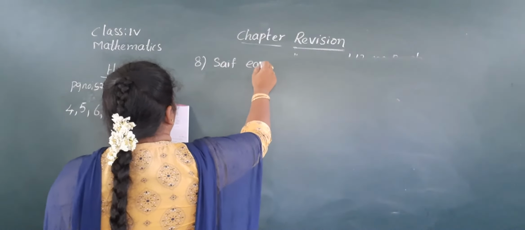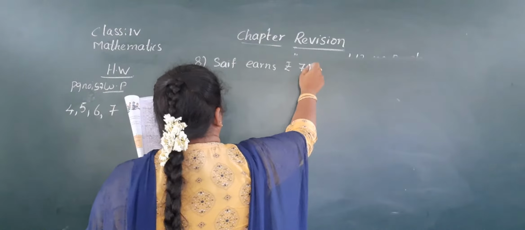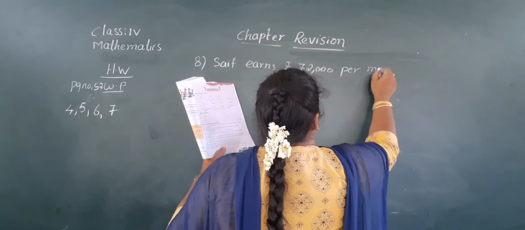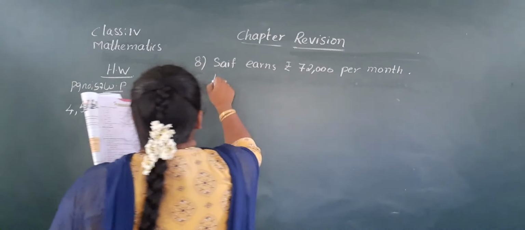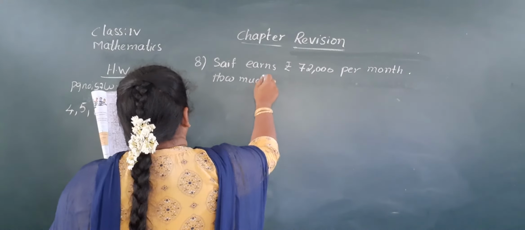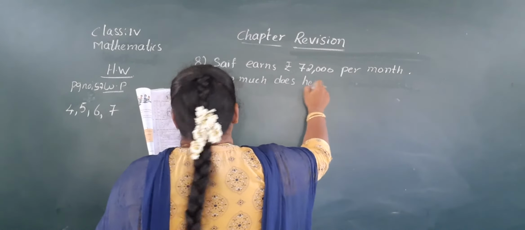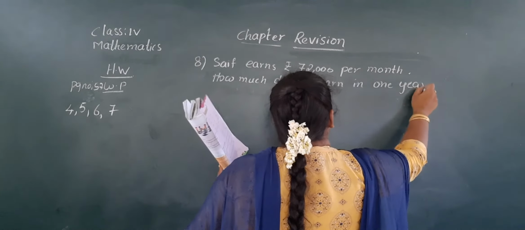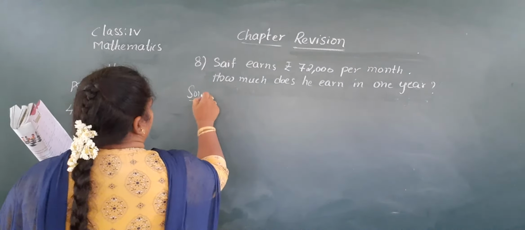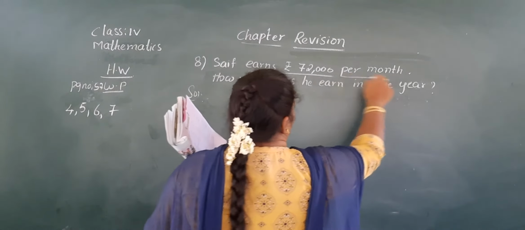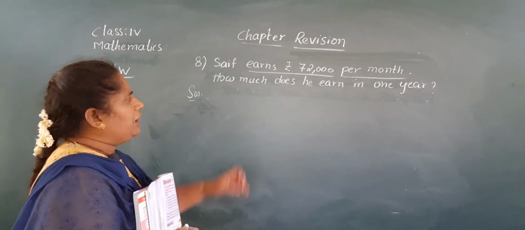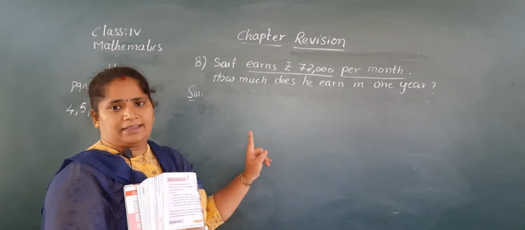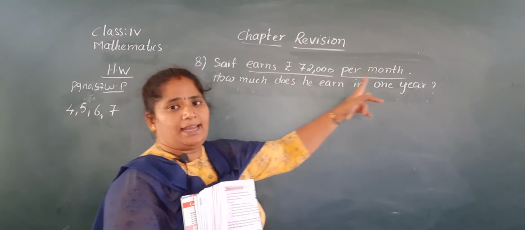Saif earns 72,000 rupees per month. How much does he earn in 1 year? So here you must be very careful, children. Saif earns 72,000 per month. The amount of money earned by Saif per month is 72,000. So they have given 1 month, but we have to find 1 year.